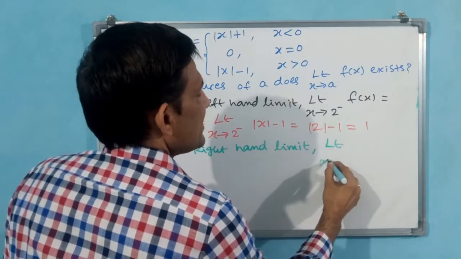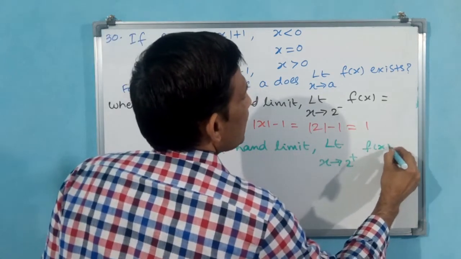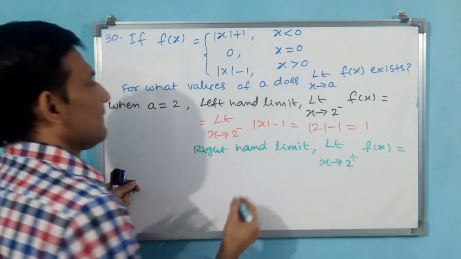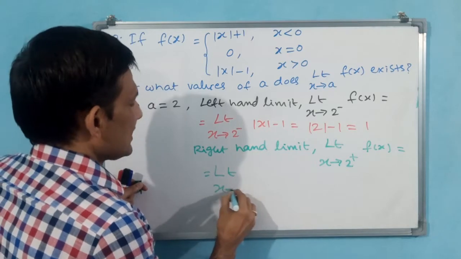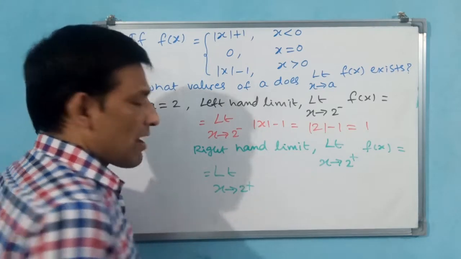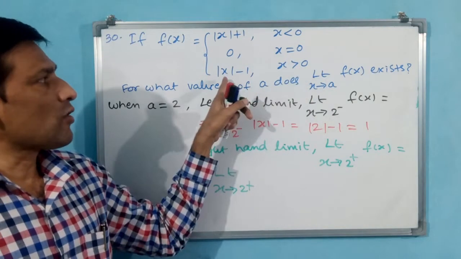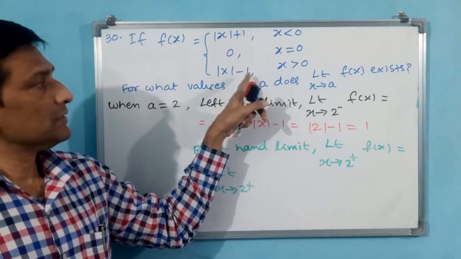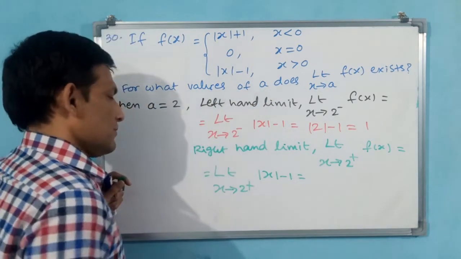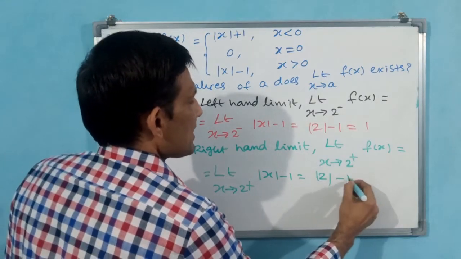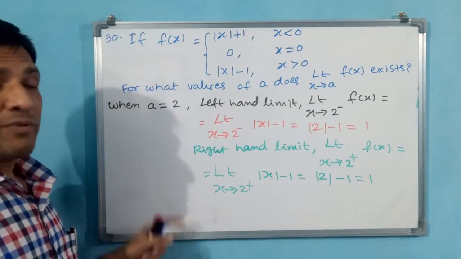Right hand limit, limit x tends to 2 plus f of x, that is equal to limit x tends to 2 plus. What is f of x? Same. If it is greater than 0, up to infinity, you have to take this expression or function: modulus x minus 1 only. Modulus x minus 1, that is equal to modulus 2 minus 1, that is equal to 1. You see, both are the same. That means the limit exists at 2.